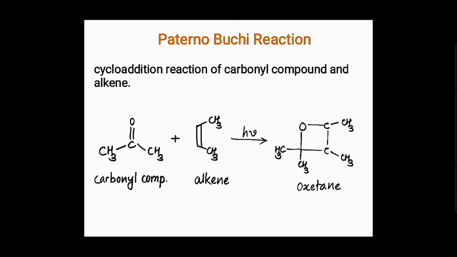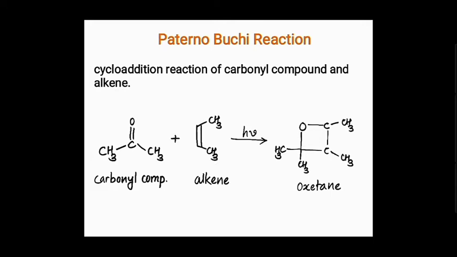In this reaction, as we use a photon, the carbonyl compound absorbs the photon, and the electrons from the non-bonding orbital get excited to the pi star. So it is an n to pi star transition. In Norrish type 1 and type 2, we already studied n to pi star or pi to pi star transitions. In the Paterno-Buchi reaction, we are going to see the n to pi star transition. So let's see the mechanism of the Paterno-Buchi reaction.